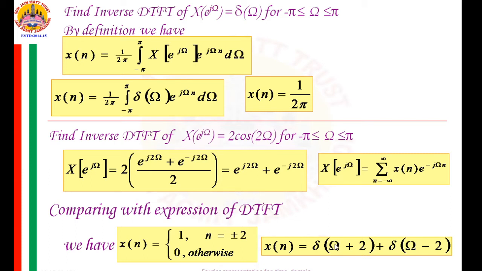n. Okay. So, let me take a ball point and in place of omega we should write here n. So, this is delta of n plus 2 and this is delta of n minus 2. So, this becomes then x[n] will have the value equal to 1 for n equal to minus 2 and equal to 1 for n equal to plus 2. So, this can be expressed as x[n] in terms of an impulse function like this, where x[n] is equal to delta of n plus 2 plus delta of n minus 2.